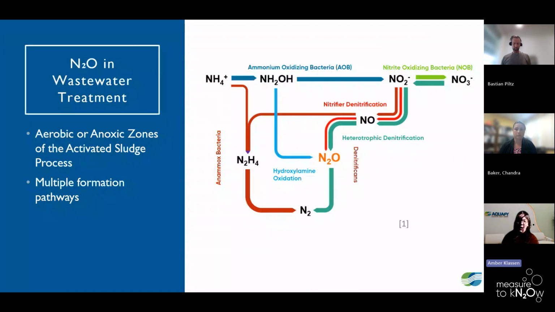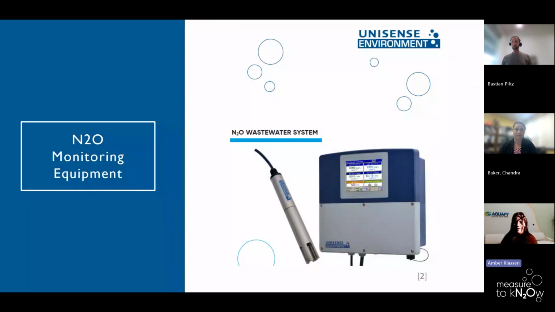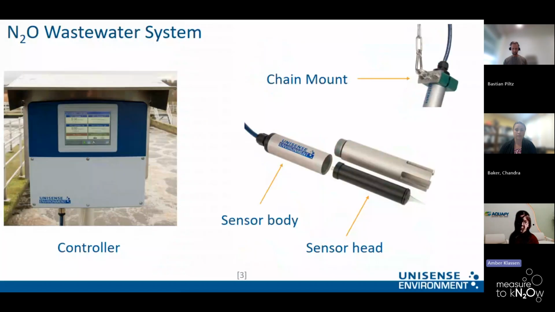So no surprise, but the equipment I'll be speaking on specifically during this presentation is the Unisense Environment N2O sensor. This sensor is a real-time monitoring sensor that measures N2O in the liquid phase. The system is comprised of 3 main parts. This includes the controller, the sensor body, and the sensor head.